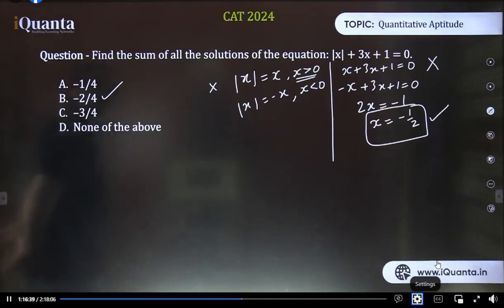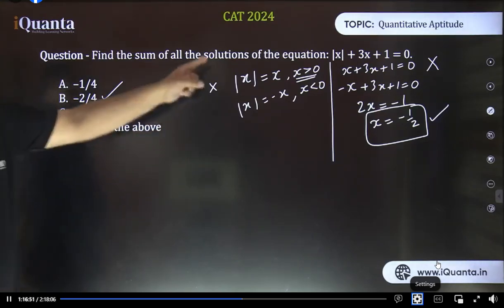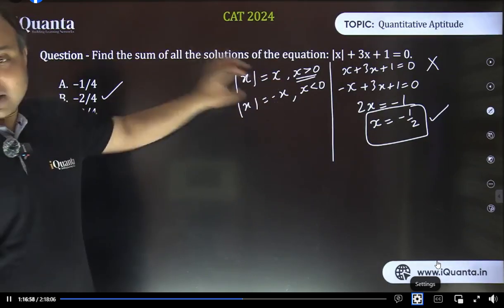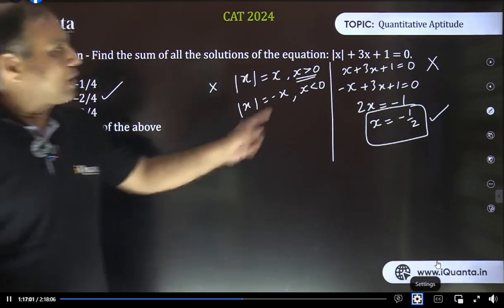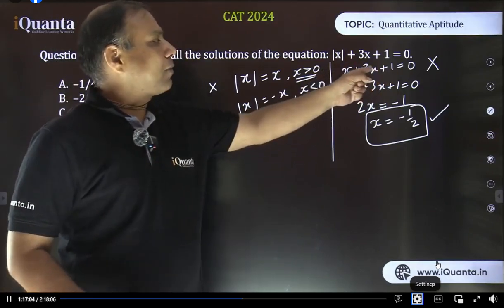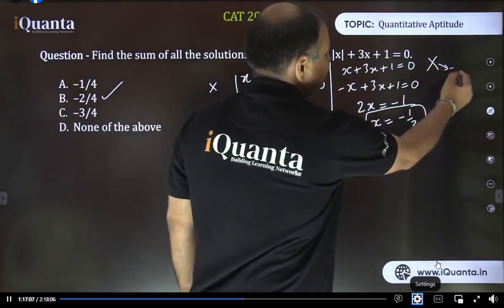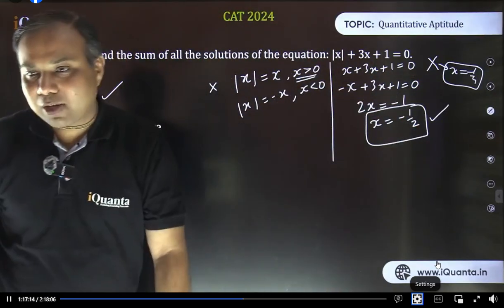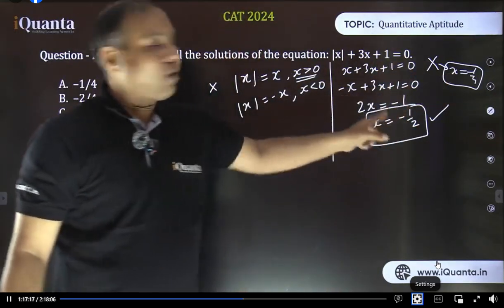Why option D, madam? Option B is -2/4. Shreya ji, I told you first, in the very first step only, we should consider when we are going to take mod x as x or -x. If you don't consider it, then always remember that whatever values you are getting, from here 4x plus 1 is 0, that means x equals -1/4. So put them back and verify whether they satisfy or not. So this value doesn't satisfy, only this value satisfies.